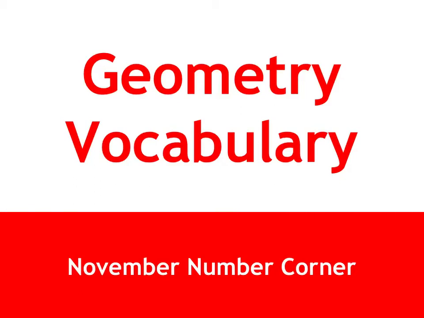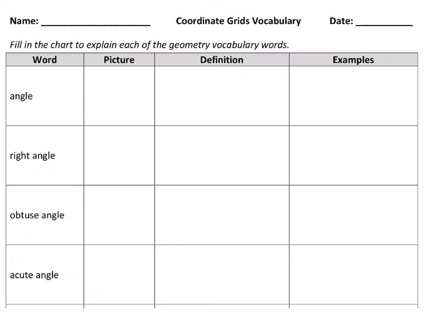This video is on the vocabulary that you will need to know for November Number Corner, and all of the vocabulary has to do with geometry. You should have a 2-page worksheet that looks like this. At the top it should say Coordinate Grids Vocabulary, and you will write your name and the date. Now, fill in the chart to explain each of the geometry vocabulary words.